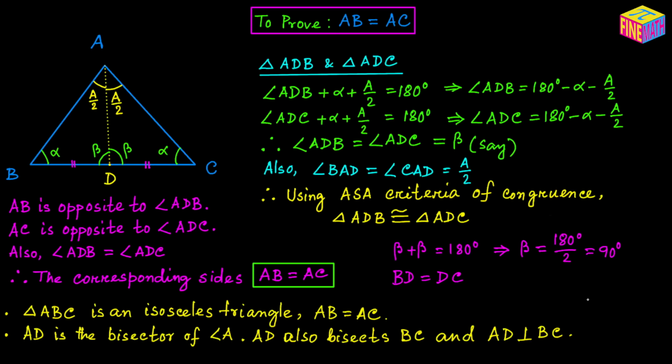As soon as we draw AD as a bisector of angle A, then we are able to prove that for this isosceles triangle, AD also bisects the opposite side BC, and also we are able to prove that AD is perpendicular to BC. I hope everything made sense.